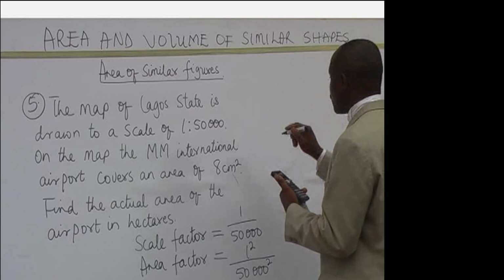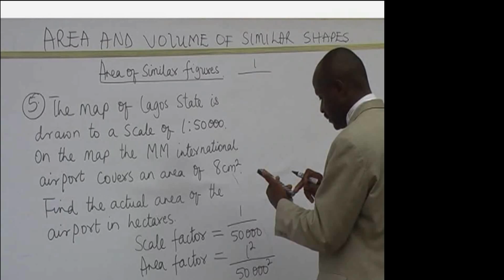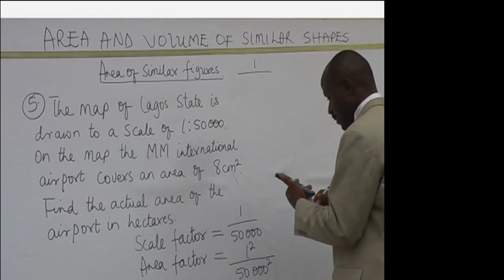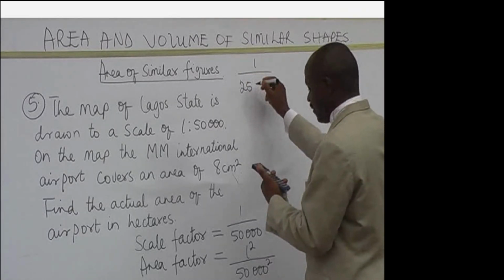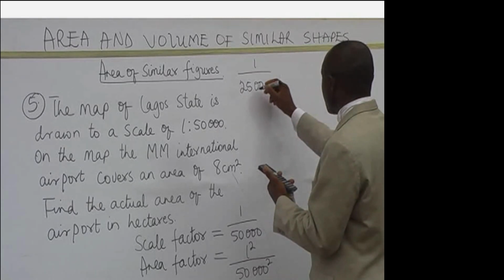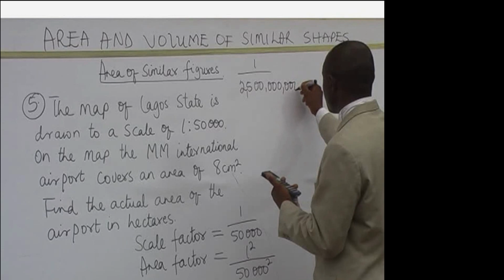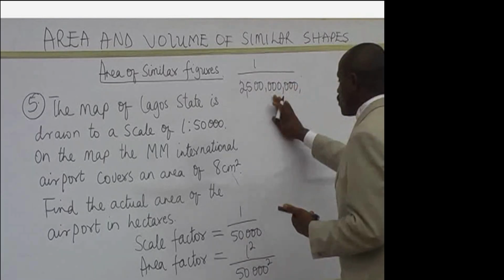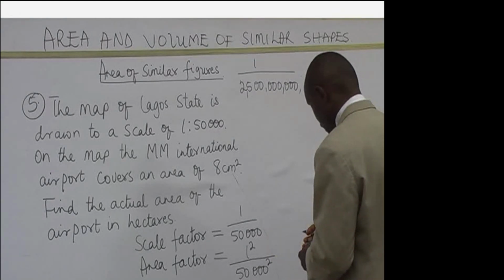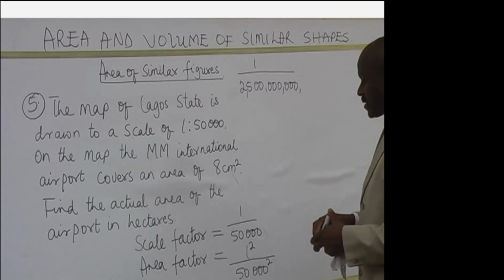Let's calculate it here. 1 squared is 1 all over 50,000 times 50,000. It's giving me 2500, then 6 zeros. So this is the area factor.